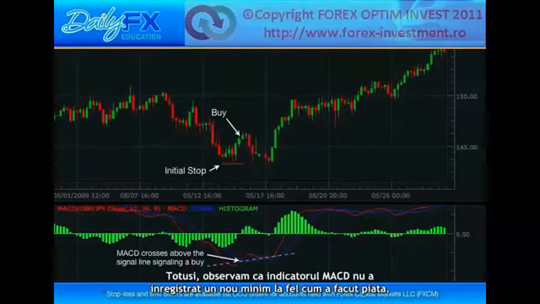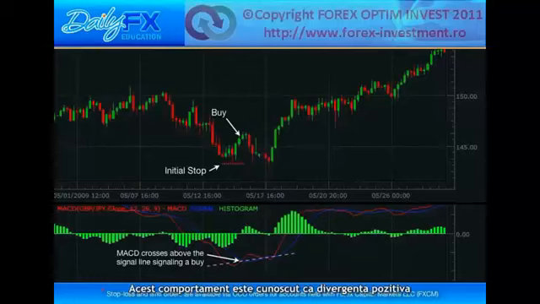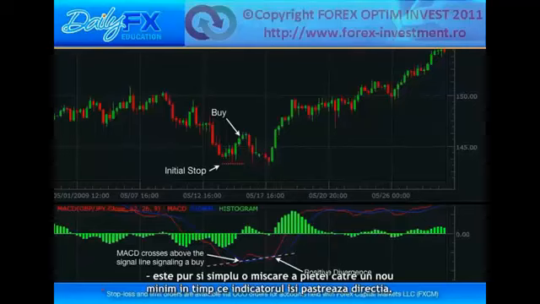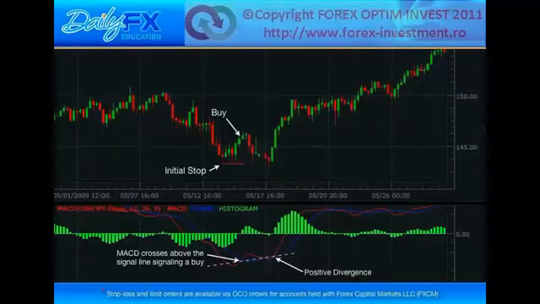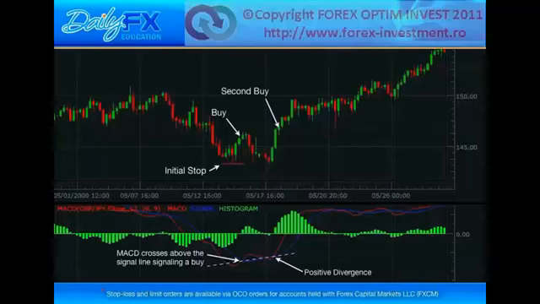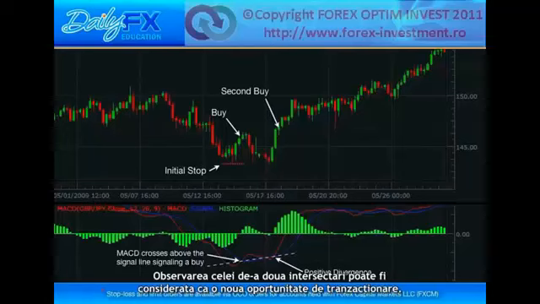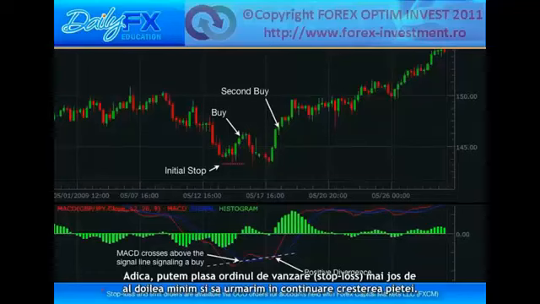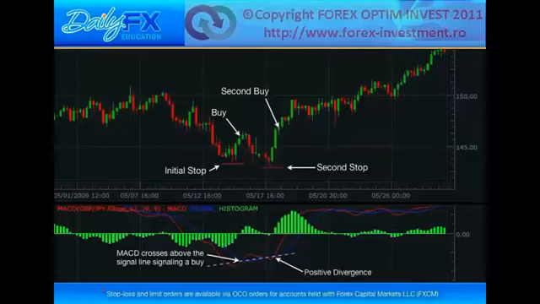However, note that the MACD did not make a new low like the market did. This is known as positive divergence. It's simply when the market moves down to a new low, but the MACD does not. This is a bullish signal and gives us a second opportunity to enter once again into a buy. We can simply note the second crossover and treat it as a new trading opportunity. This means that we can place our protective sell stop below the second low and look for continued buying interest to push the market up.